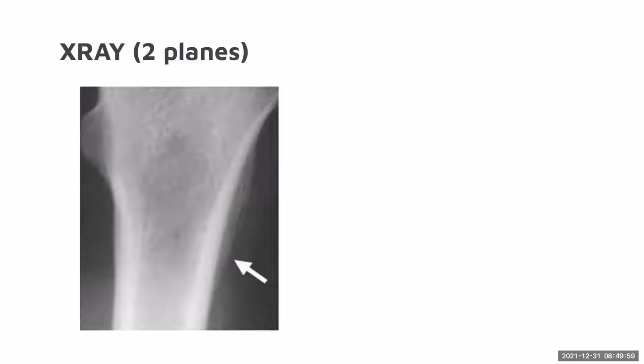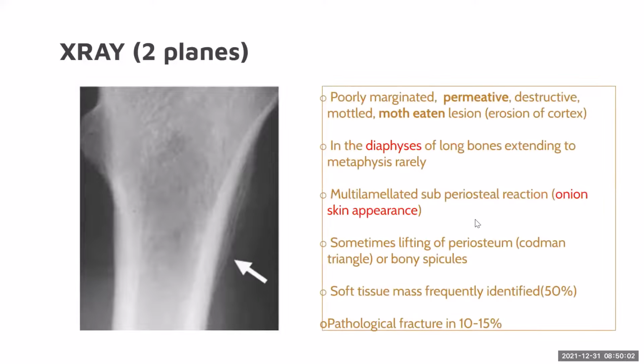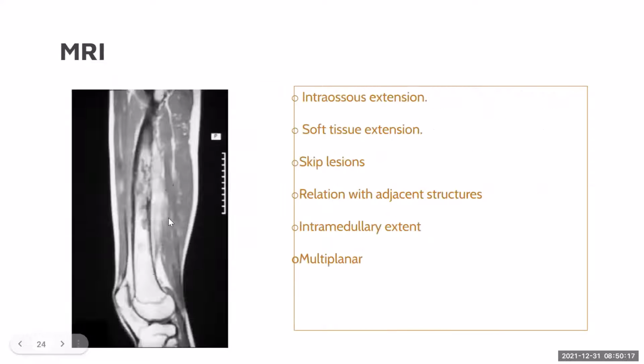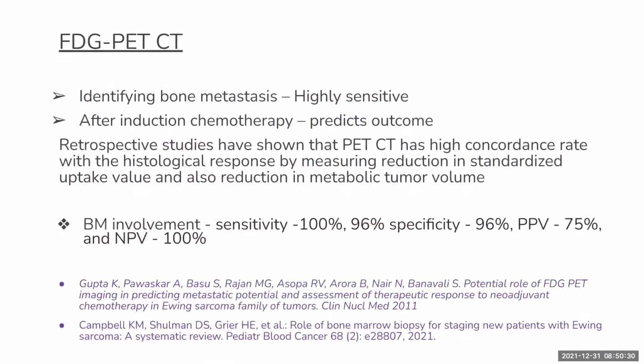X-ray. You can see the classic X-ray on the left side of your screen with onion peel appearance that we have been studying since MBBS days. It more commonly involves the diaphysis of the bones, and pathological fracture can also be found in around 10 to 15% of patients. MRI is useful to see the intraosseous extension and the extra soft tissue extension for planning local surgery and radiotherapy, and it also helps in seeing the intramedullary extent.